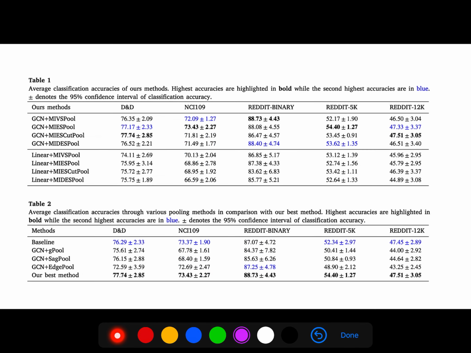And then they tested it on these datasets, D&D and NCI109. And you see that if you combine it with GCN, this is much better than other combinations. Also, their model is better than EdgePool by 1%, and it is better than SAGPool by 3%. It is better than GCN and gPool, a 6% improvement.